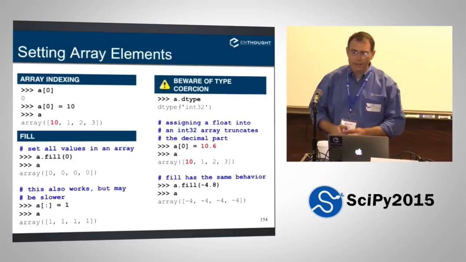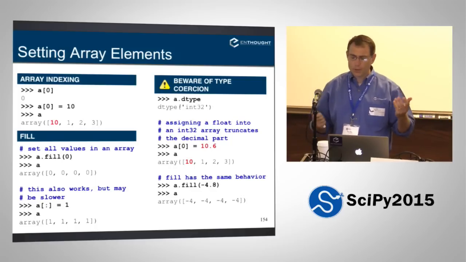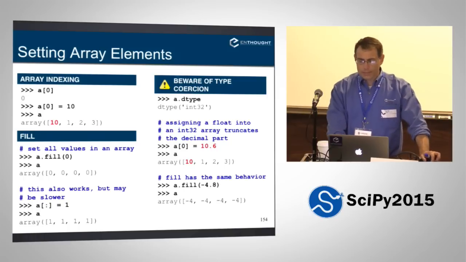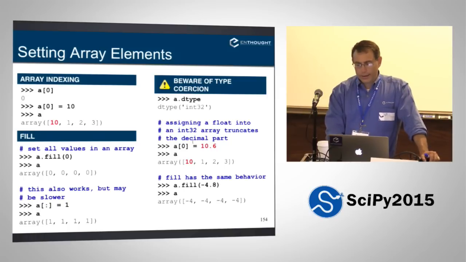You do need to be aware, this used to be a much bigger issue than it is now, but just be aware of this. If you have a data type that's int32 for your array, and then you come along and try to assign in a floating point number, a[0] is 10.6, this array is int32, and I've just put in something that's not an int32. NumPy will silently convert whatever you pass in to the data type that you have. And so in the case of a floating point number, it silently truncates it and will get rid of any decimal part, and you end up with 10, 1, 2, 3. All right?